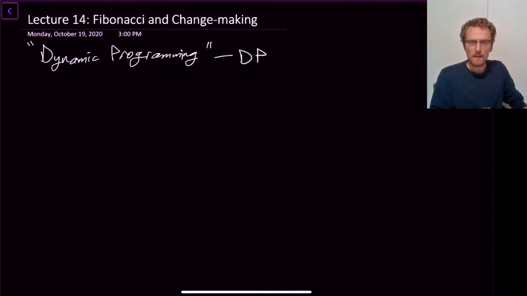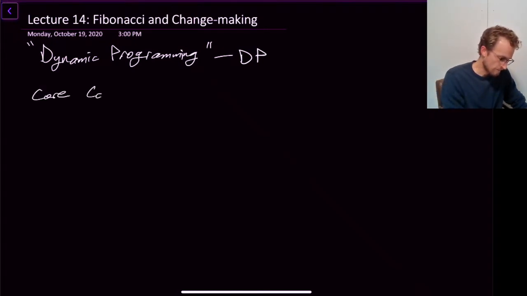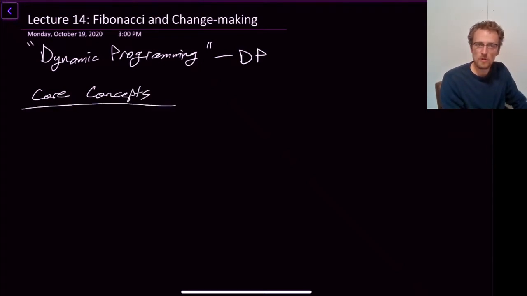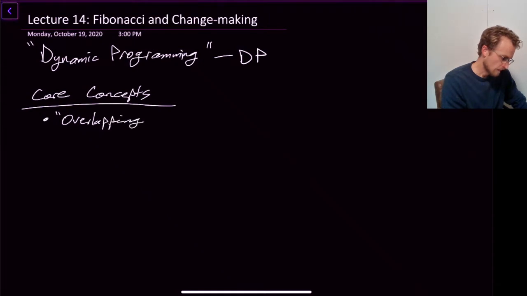And the thing that makes DP, aside from its connection to optimal control and rocket science in the 1950s, is these two bullet points. So here are our core concepts. Anytime we do a new DP algorithm, we'll identify how these core concepts fit in the context of what we're doing. The first concept is what we call overlapping subproblems.